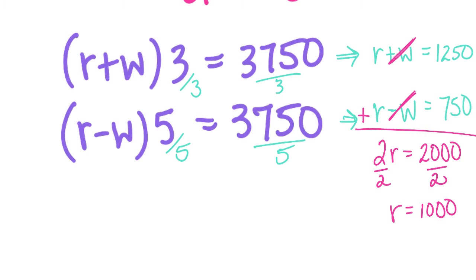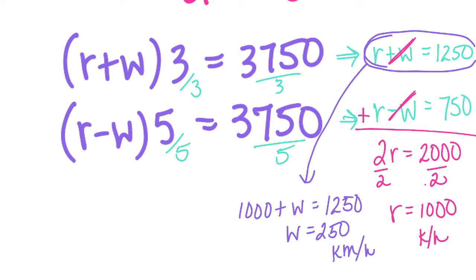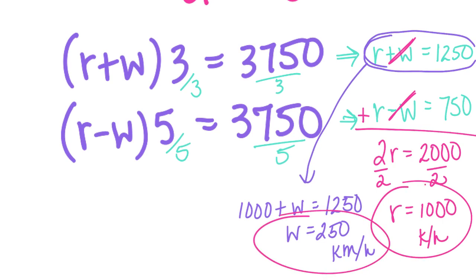Now, I can go back to an original. So I'm going to go back to this one right here. And I'm going to plug in r. 1,000 plus what gives me 1,250. When I subtract 1,000 from each side, I know the wind is 250 kilometers per hour. So here are the answers, the rate and the wind to this problem.